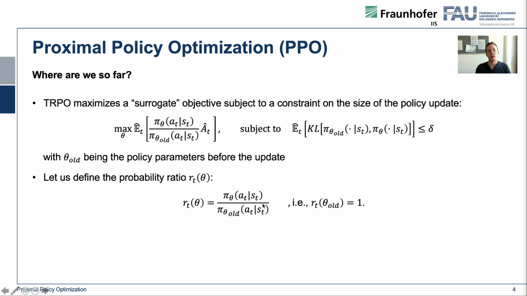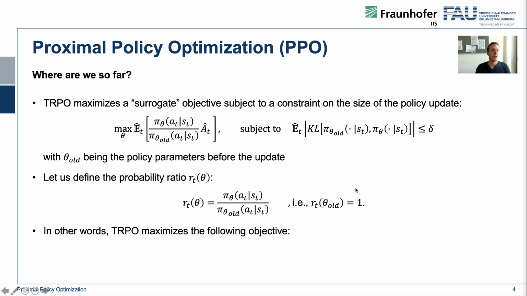If r_t is larger than 1, then the probability of taking action a_t under s_t is larger, so the actions that we actually took are now more probable than they have been under the old policy. If we put in theta old in this term, the probability ratio becomes 1, and the probability ratio will become less than 1 if some of the actions are less probable than they have been under the old policy.